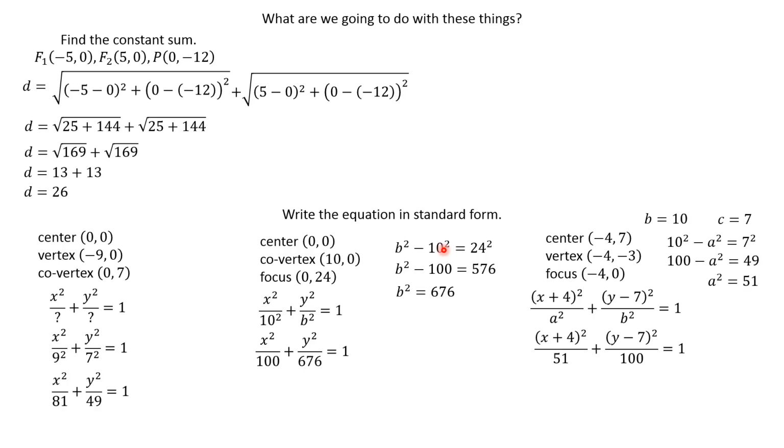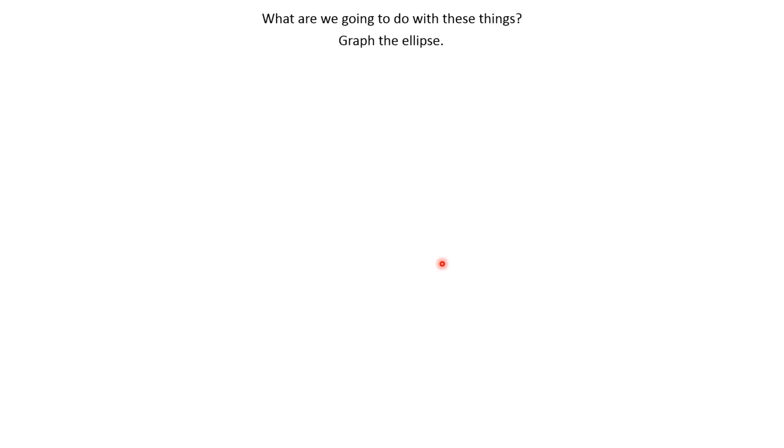So what else are we going to do with these things? We're going to graph them. We're going to graph an ellipse. And to graph an ellipse, you really only need the center, the horizontal radius, and the vertical radius. That's how I was able to graph the one on the board by just looking at the equation. We look at this guy. The center is 0, 0. The horizontal radius is 6. The vertical radius is 9. So we start at 0, 0, go out 6, up and down 9, and then connect it in an elliptical fashion.